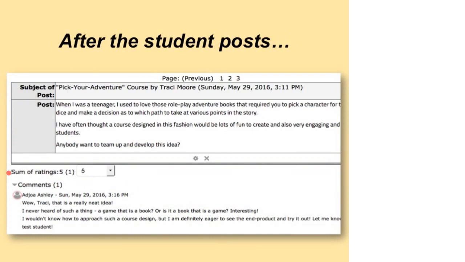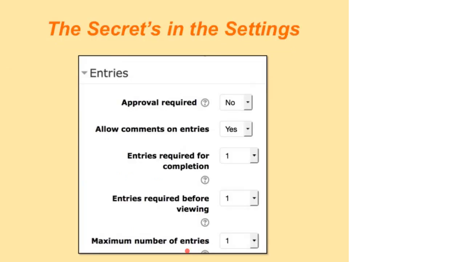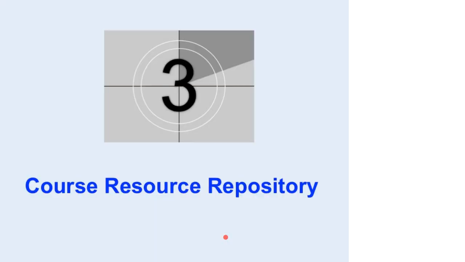Okay, in terms of grading, you can see here that there's a sum of ratings. The grade is only visible to the student who posted, the author of the post. Only they can see their grade. So this is one way that we're doing this. And the secret for the success of this setup is using the entries required before viewing setting, this one here. So they set that to 1, and then you know that you have to post 1 entry before you can see everything else. And that's what the teacher wanted, and it worked out beautifully for them.